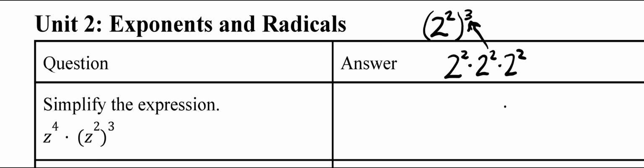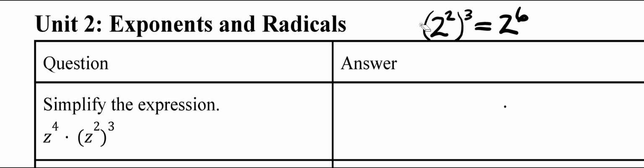And so that, again, leads to our rule that if you have a power of a power, you multiply the powers. So 2 times 3, 6. And we're going to use these rules that we just discussed to solve this problem.